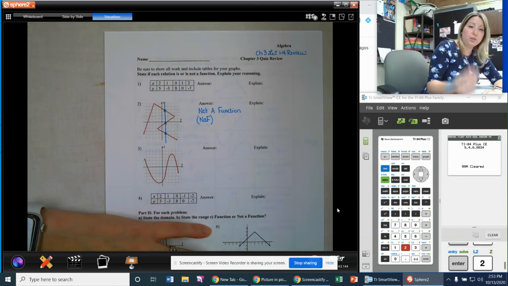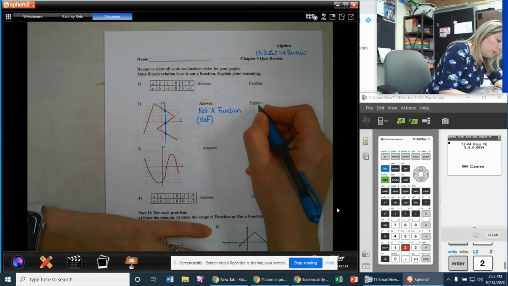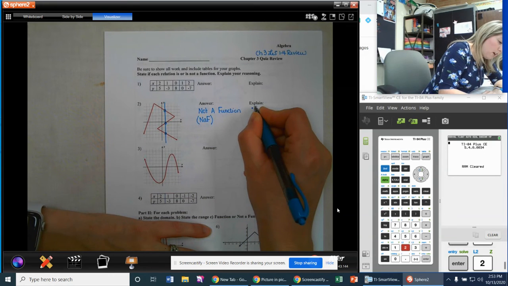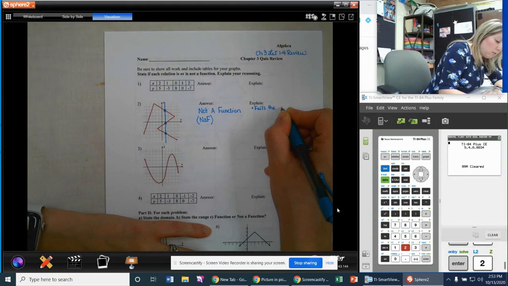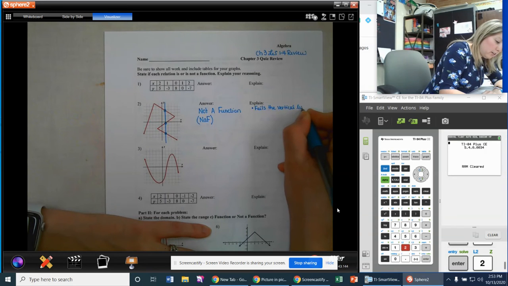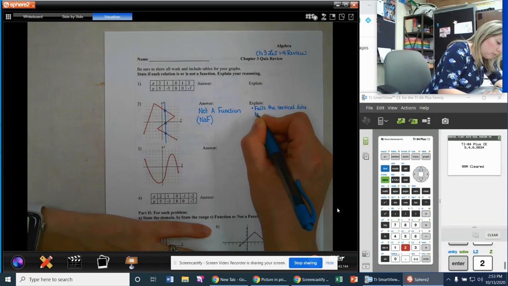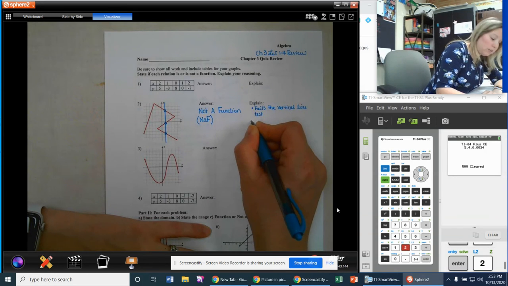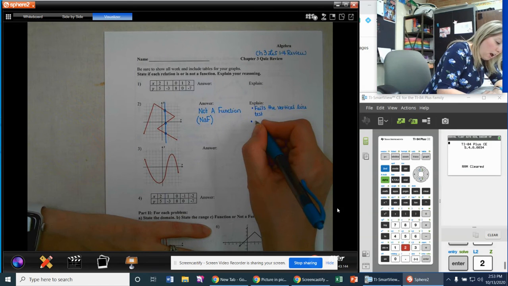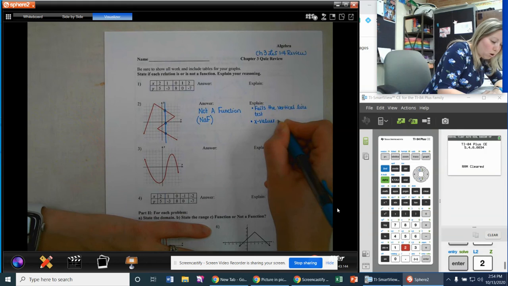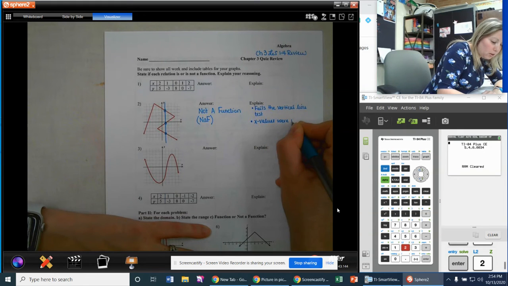Okay. And the reason this is not a function is you can say one of two things. It fails the vertical line test, or you could say X values were repeated.